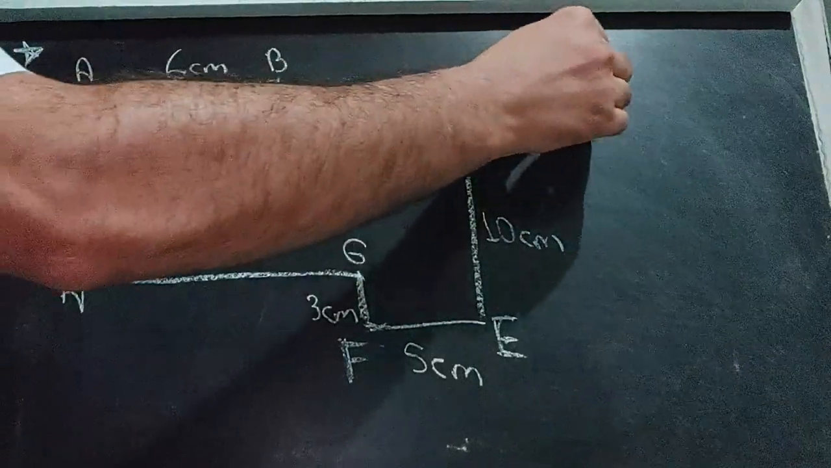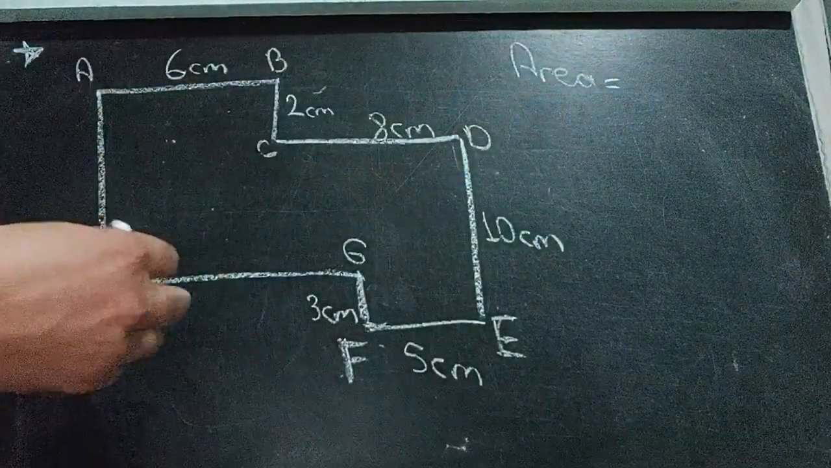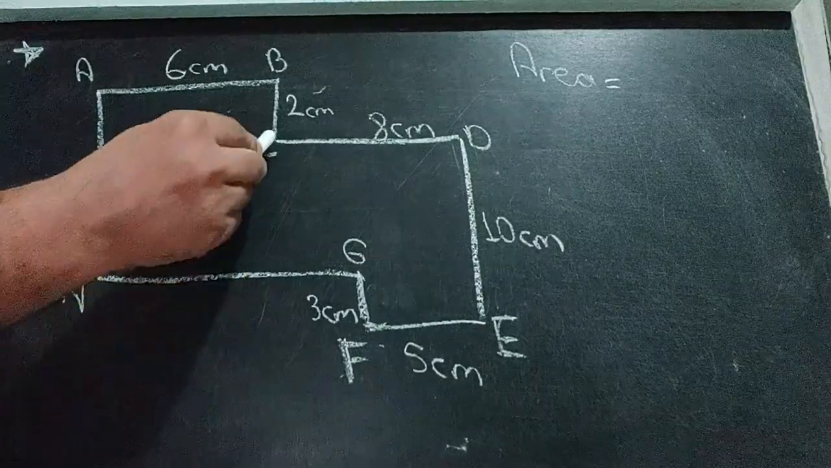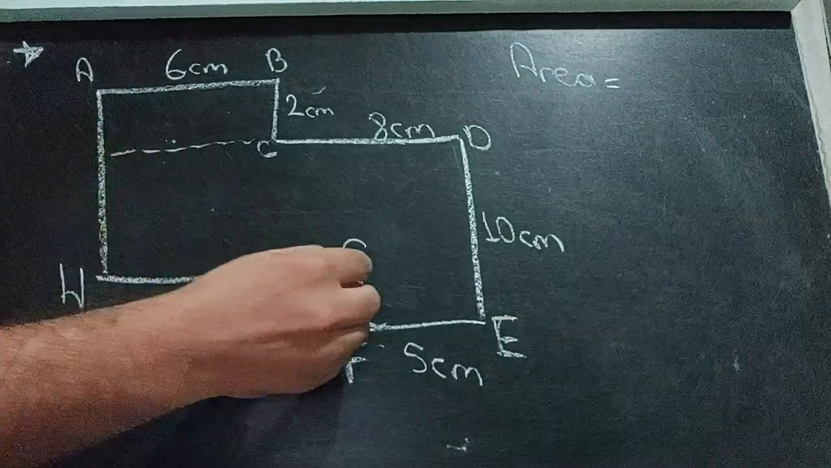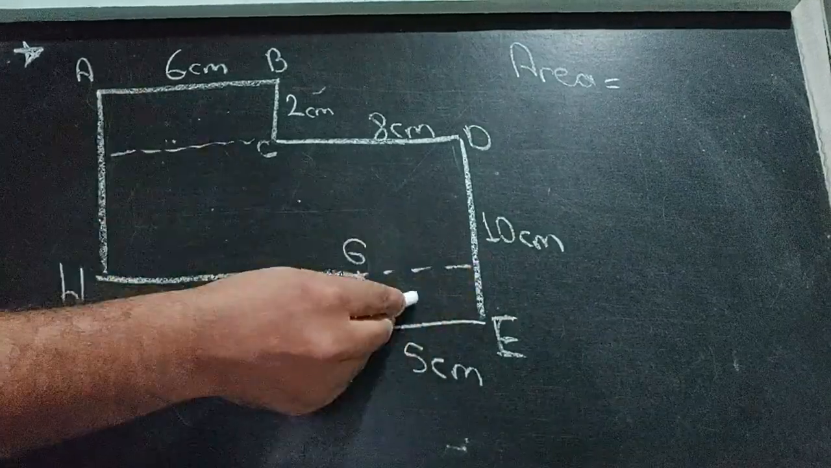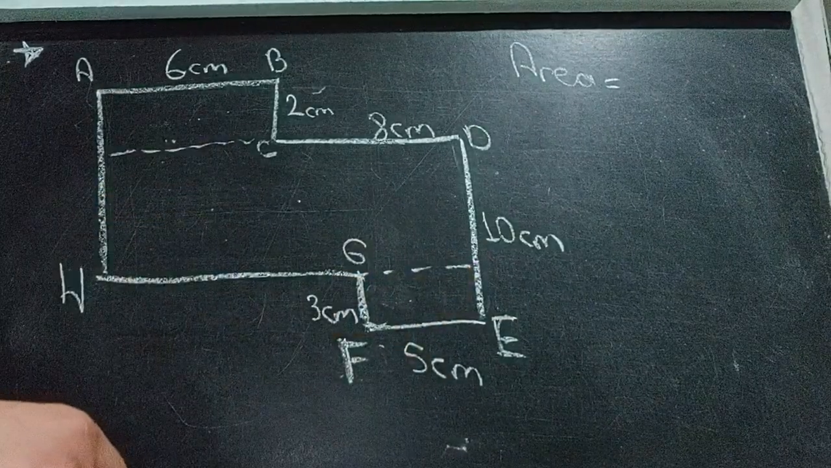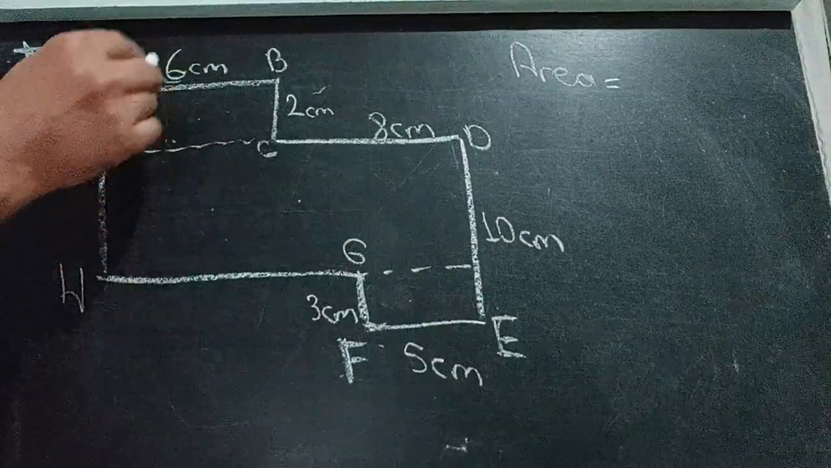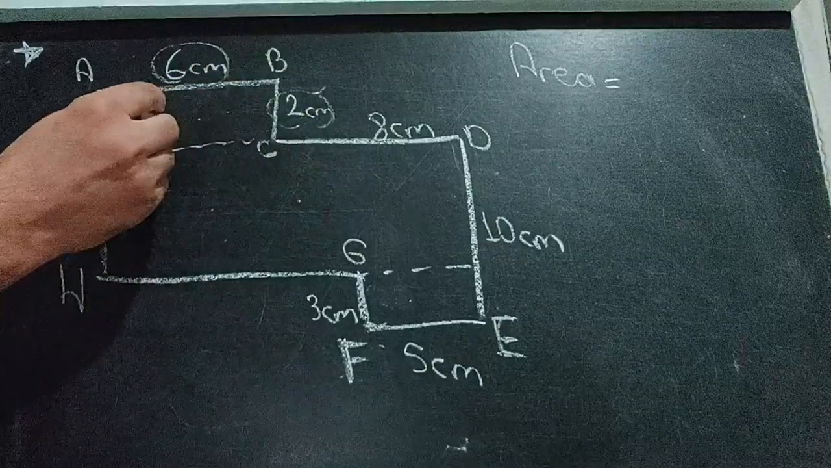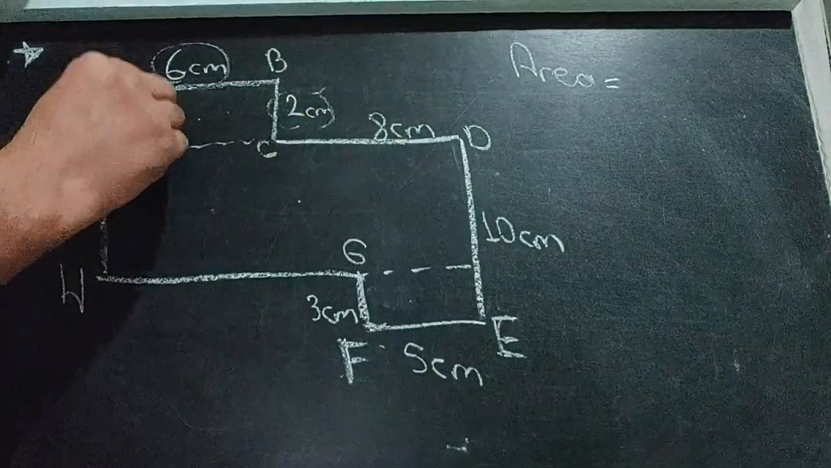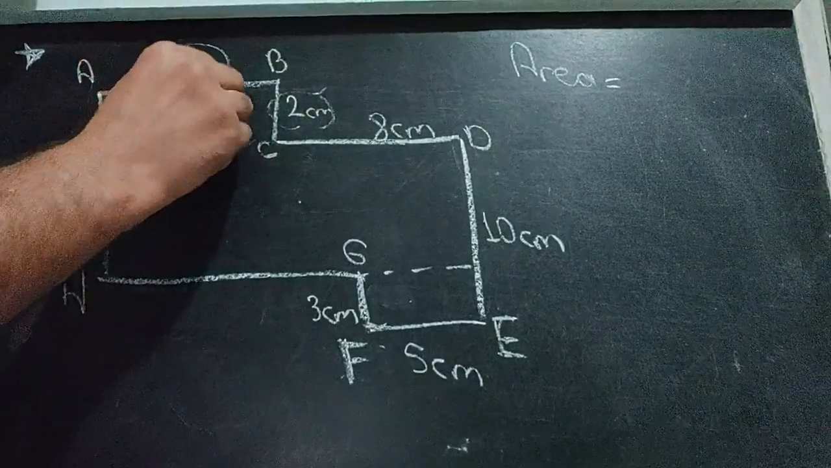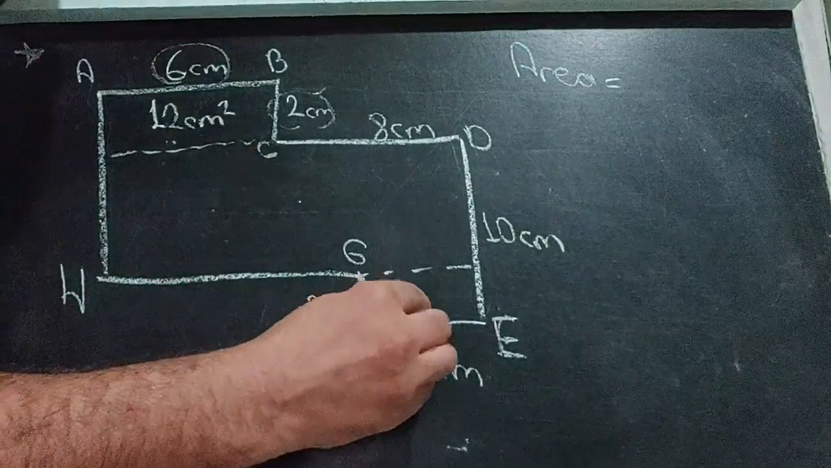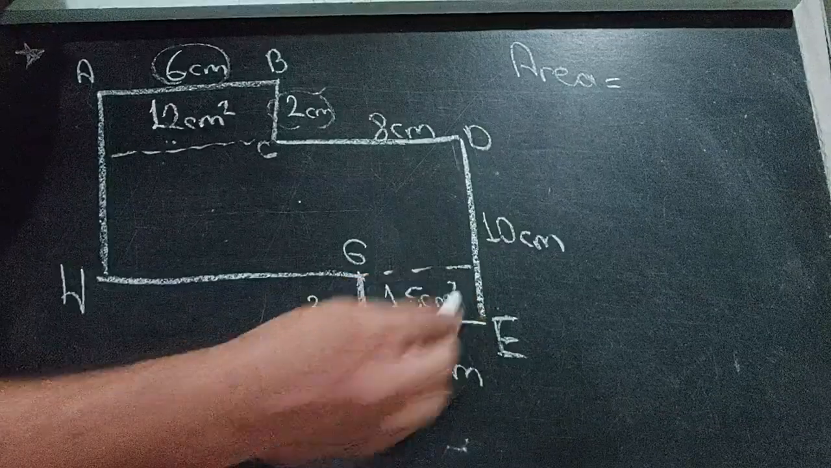The first one is that you are going to separate it into pieces. So like this, you will have 1, 2, 3 rectangles. So the area of this rectangle, the small one, is 6 times 2, which is going to be 12 centimeters squared. And for this one, 3 times 5, which is going to be 15 centimeters squared.